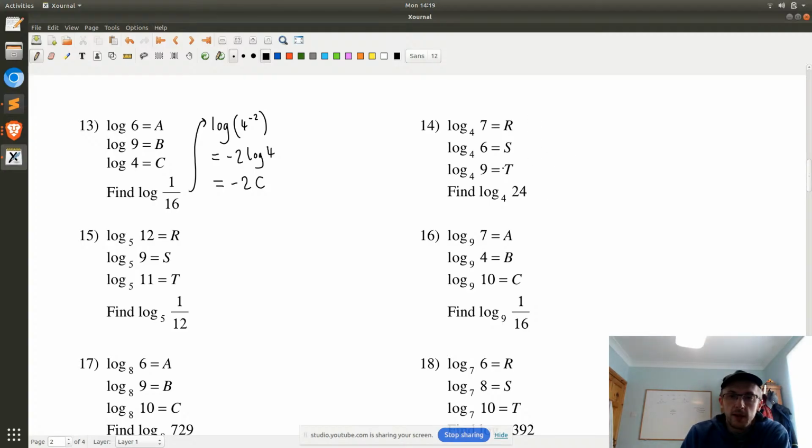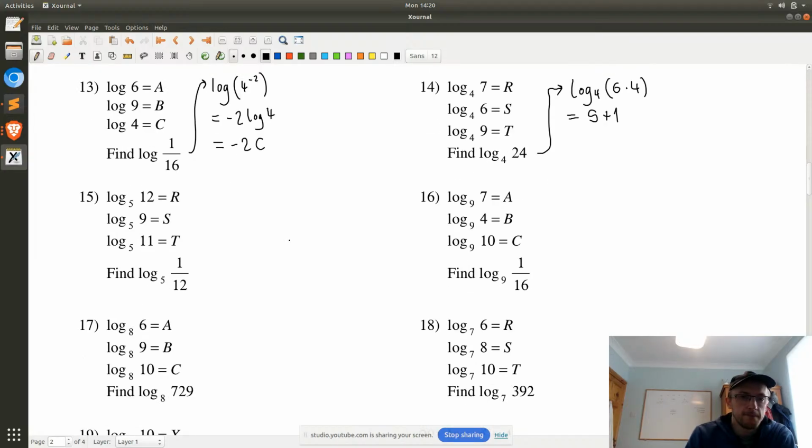Log base 4 of 7, 6, and 9 is r, s, and t respectively, so find log base 4 of 24. Well, 24 is 6 times 4. So we can say log base 4 of that, which is log base 4 of 6, s, plus log base 4 of 4, 1.